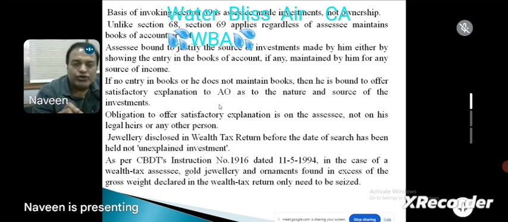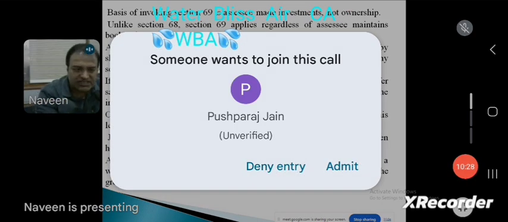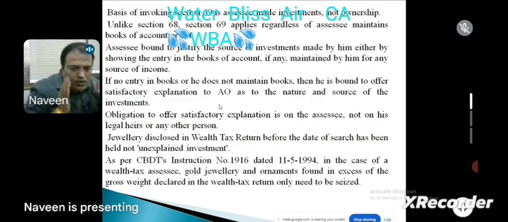It is telling you have declared jewelry before your date of search. It is not appearing in balance sheet. Jewelry has been declared in wealth tax return. They will accept, don't worry.